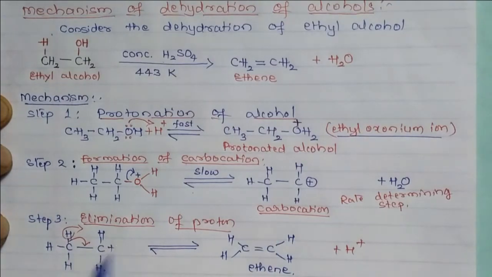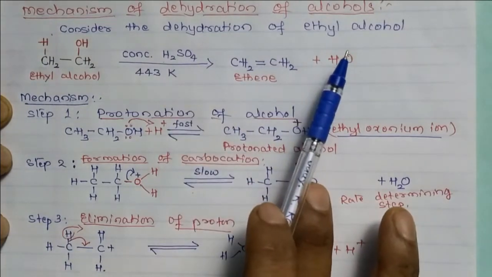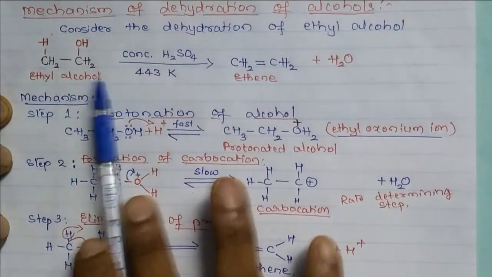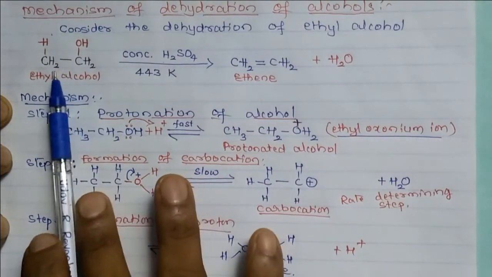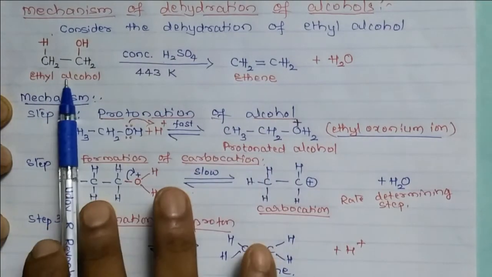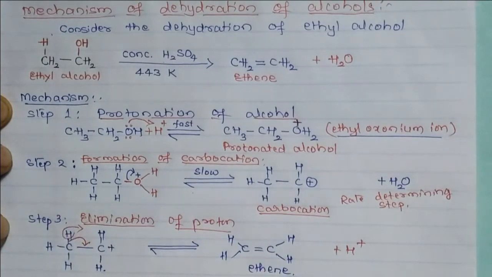Then in the last step, elimination of a proton. The carbocation formed loses a proton to form a stable final product, that is ethene. This is the mechanism of dehydration of alcohol, in this case I have taken the example of ethyl alcohol.